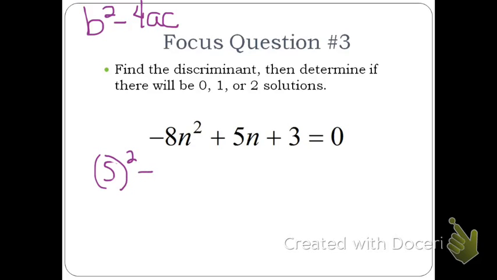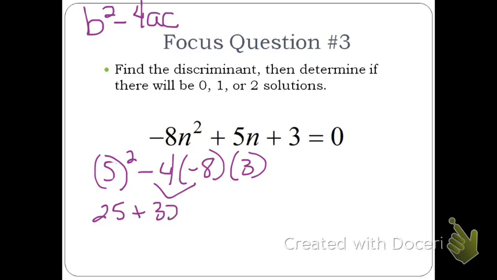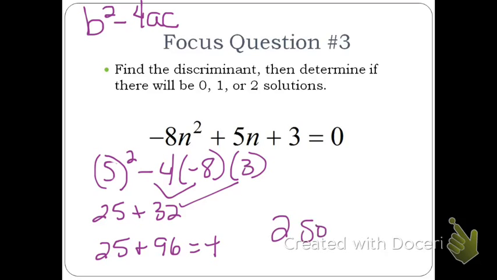5 squared minus 4 times A times C. 5 squared is 25. Negative 4 times negative 8 is a positive 32. That times the 3, so that's 25 plus, and all we're doing is getting more and more positive, aren't we? We never have any more negative numbers. 3 times 32, what is that, 96? Our answer, regardless, is going to be positive, so we know that we should have 2 solutions.